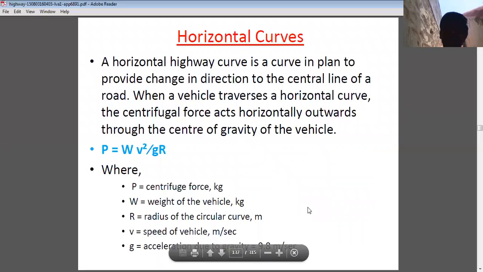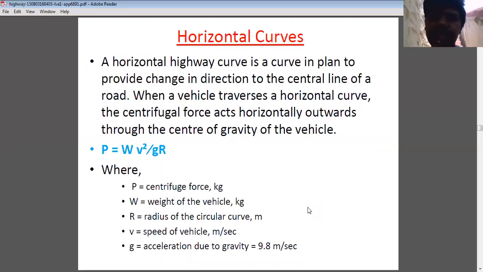What exactly is a horizontal curve? A horizontal curve is a curve in plan to provide a change in direction to the center line of a road. It can change the direction of a particular road, where to travel in the future. When a vehicle traverses a horizontal curve, the centrifugal force acts horizontally outwards through the center of gravity of the vehicle.